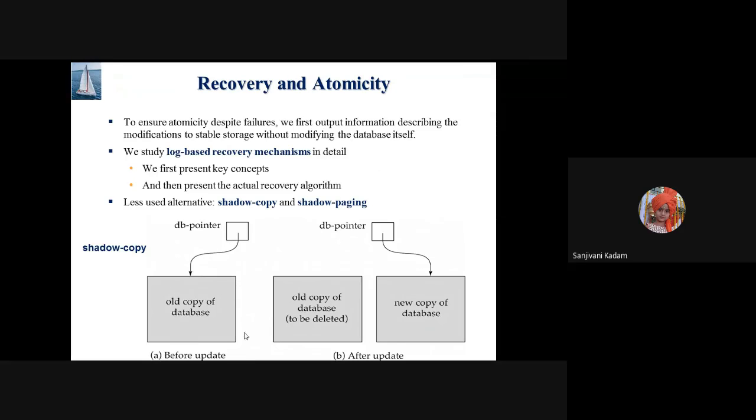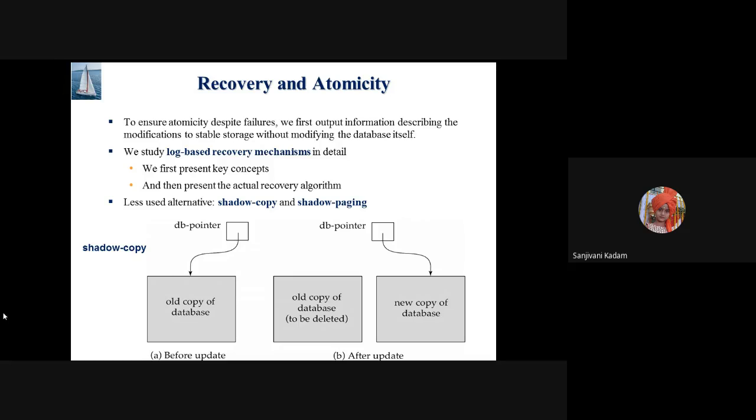Here, the old copy of our database is there, and this is the new copy that will be created for the database. That is exactly the same copy. Changes will be done in this copy, and then the database pointer will be made to point to the new database when the transaction is submitted. The old copy will be deleted. And whenever a new update is done, another new copy will be created, changes will be done to this new copy, and the old copy will be removed.